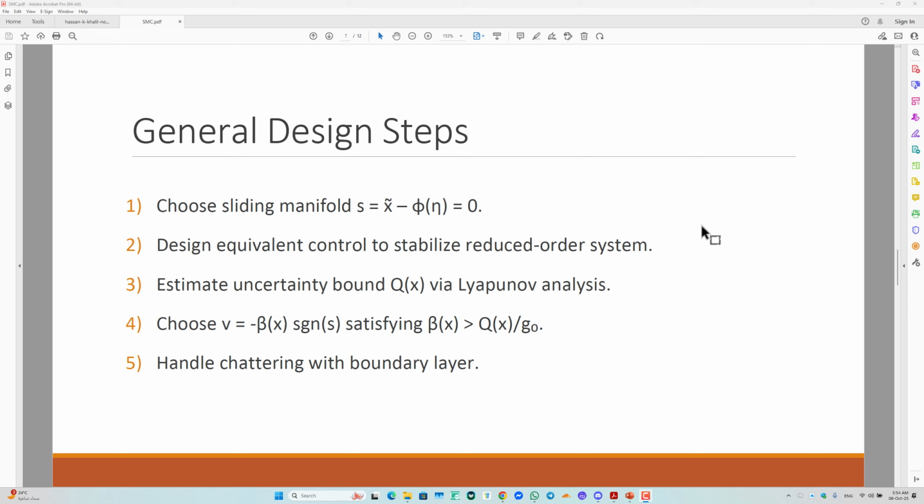Step 4. Pick the switching control v equals minus beta of x sign of s, so that beta of x is greater than q of x over g naught. Add a boundary layer if chattering needs to be reduced, which is the fifth step. Following these steps systematically, I ensure the system reaches and stays at the sliding surface while remaining stable. Okay?